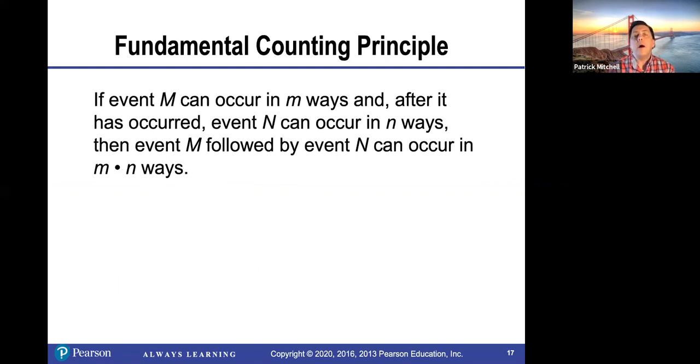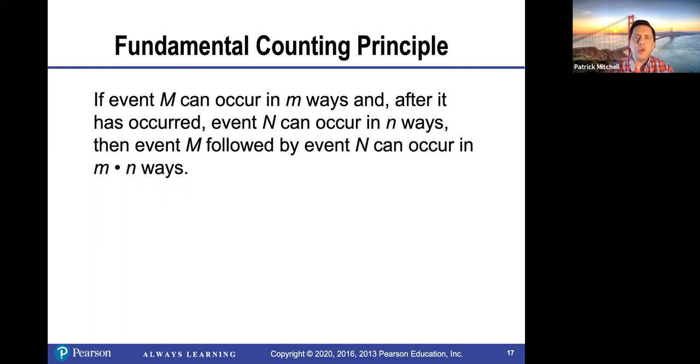All right, so we can answer our question, how many one-to-one correspondences are there between two sets, by using something called the fundamental counting principle. If event M can occur in a certain number of ways, they're calling it little m, put a number there if you want, say 5. If event M can occur in 5 ways, and after it's occurred, event N can occur in, say, 3 ways, then event M followed by event N can occur in 5 times 3, which is 15 ways, all right?